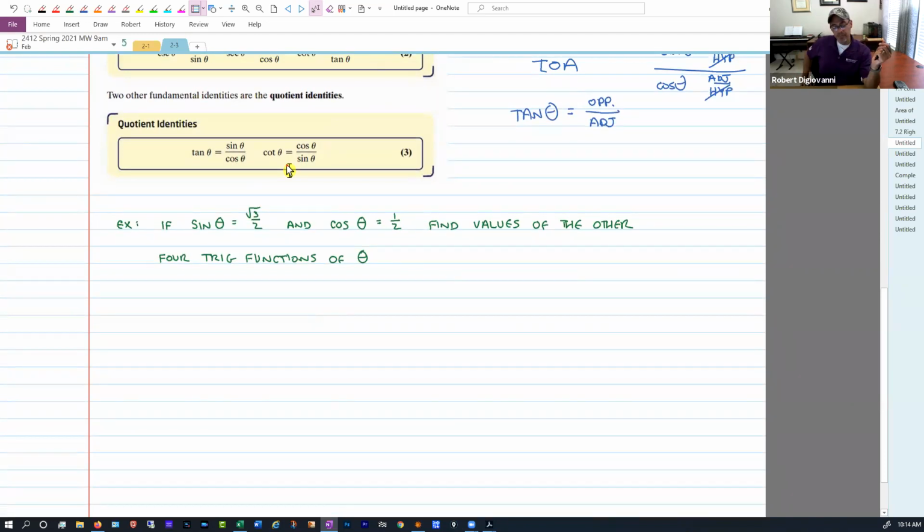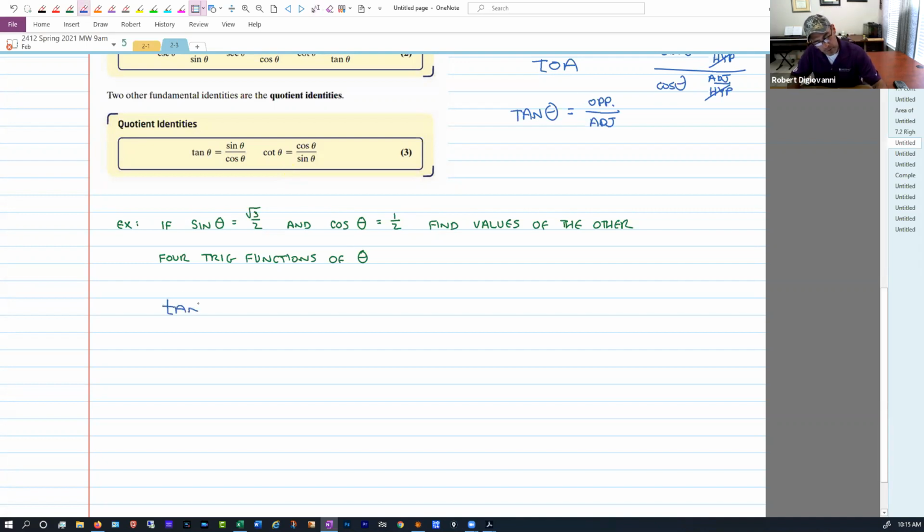All right, here we go. If sine of theta is √3/2 and cosine of theta is 1/2, find the value of the other 4 trig functions. Okay, so we need tangent, cosecant, secant, and cotangent. So let's start with the first one we don't know.